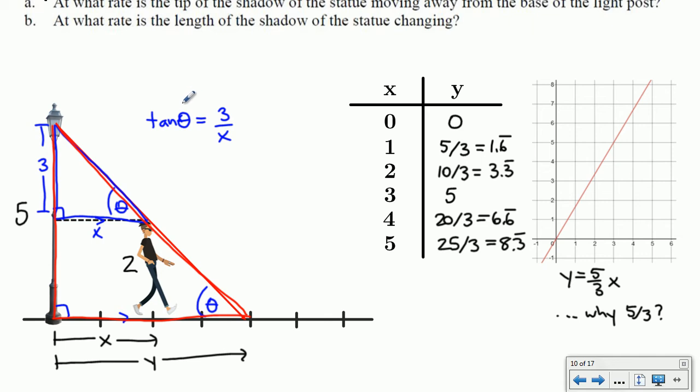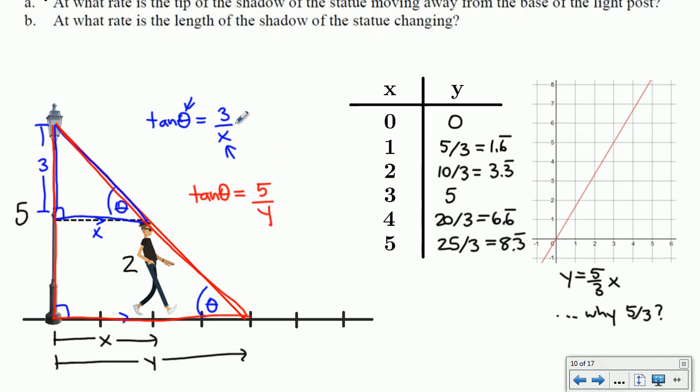As x increases, this theta also increases. So this is not a static quantity, nor is this, but this equation will hold true because this height will never change, that's constant. So theta is related to x with this equation. And we can do something similar with this larger triangle. This side length is 5, that would be the opposite. This side length is y, that would be adjacent, and that's theta still. So tan theta equals 5 over y.